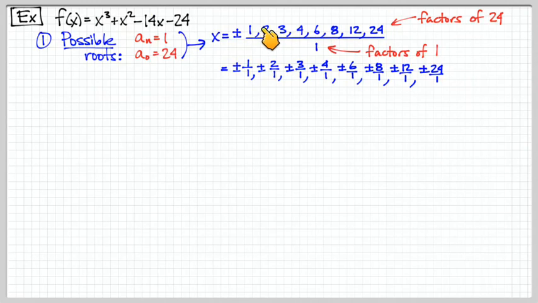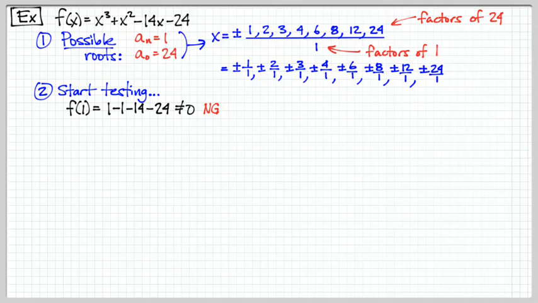Okay, so then I think of all the possibilities, plus or minus 1, plus or minus 2, plus or minus 3, etc. These are all the possible roots. Maybe none of them are roots, but we need to test them out now, one by one. So let's start testing it.